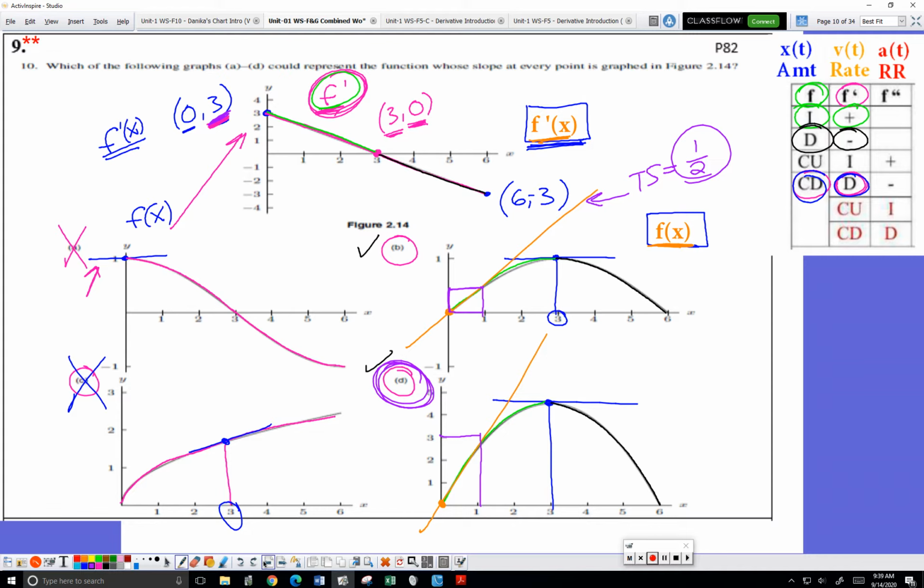Okay, the key link is this. Every tangent slope that I see on F prime gets plotted as a y coordinate here. With me? So like here, my tangent slope at x equals 0 is 3, so my y coordinate at x equals 0 on F prime is 3. If I look at the slope of F prime, that slope goes over 3, down 3. So that slope is always -1.